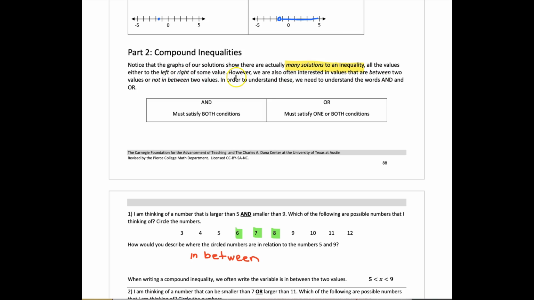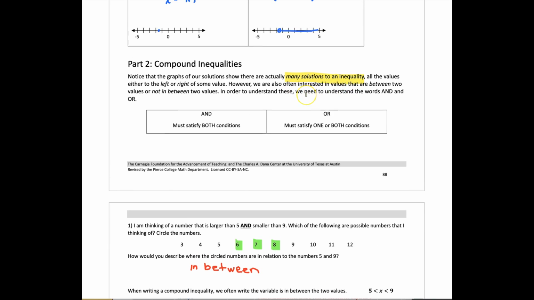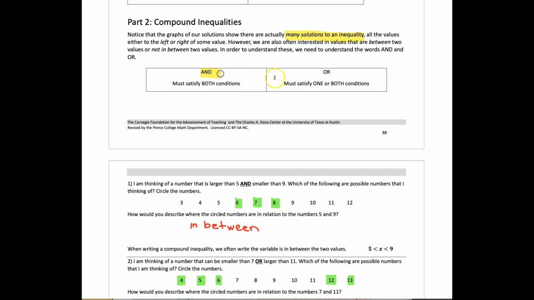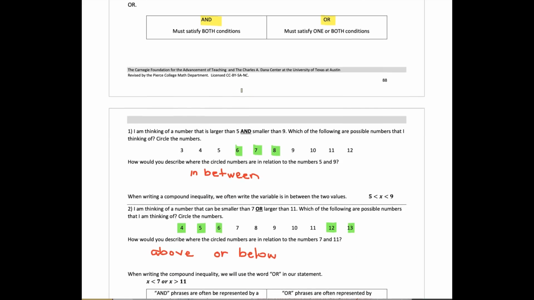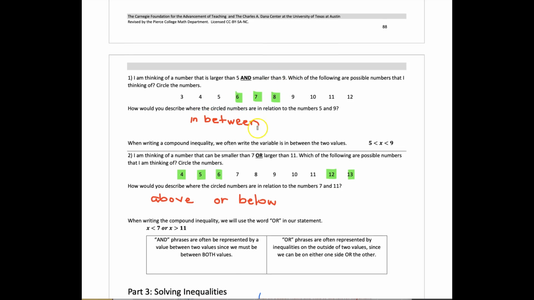Now, in some cases, the solutions would be in between two numbers, or what we say to the left or right. And so we have these situations where our solution is going to be an "and", where we use the term "and" or the term "or". Let's take a look at what we mean by that. If you're thinking of a number larger than 5 and smaller than 9, these would be the numbers in between. These are the possible answers in between.